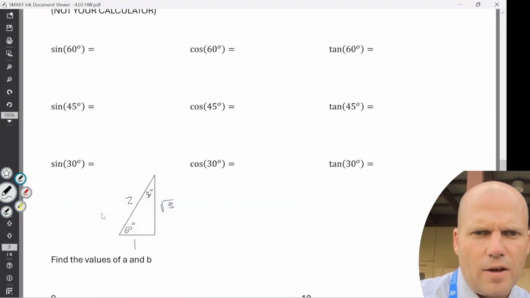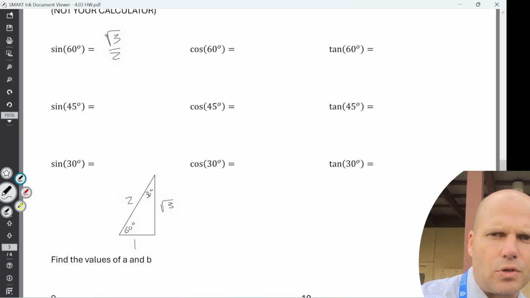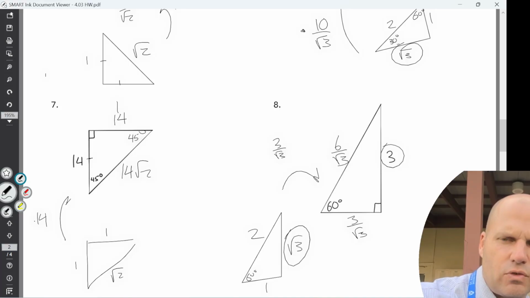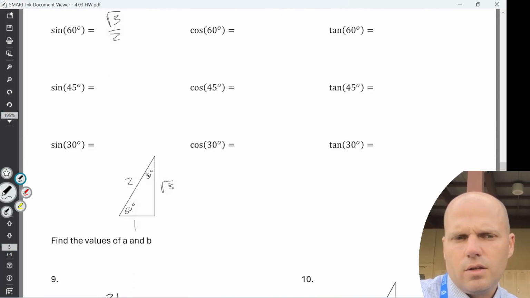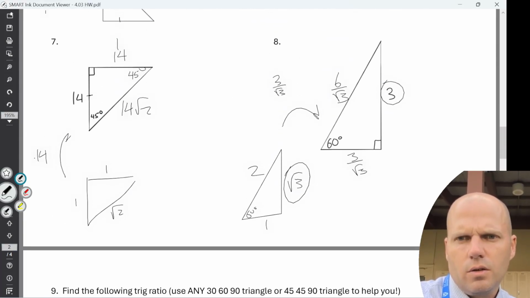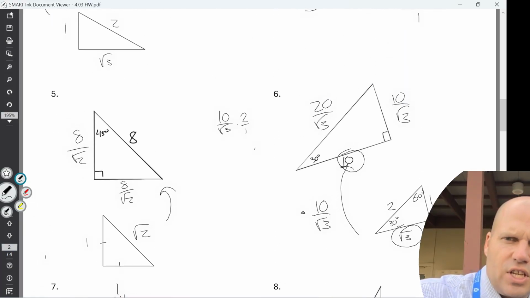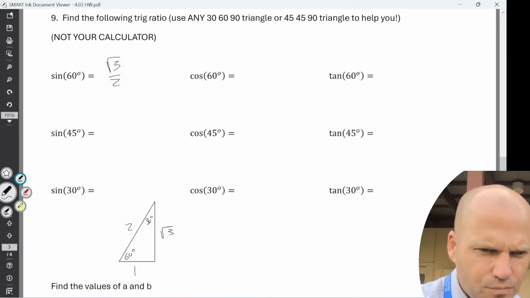I don't want you to use your graphing calculator. I want you to say, okay, if this is 60 degrees, the opposite over the hypotenuse, no matter which triangle I look at, will be root 3 divided by 2. Let's take this one. 3 over 6 root 3 would be root 3 divided by 2. Yeah, I can show you why that's root 3 over 2. If this is 60 degrees, it'd be 10 over 20 root 3. It would end up being root 3 divided by 2.